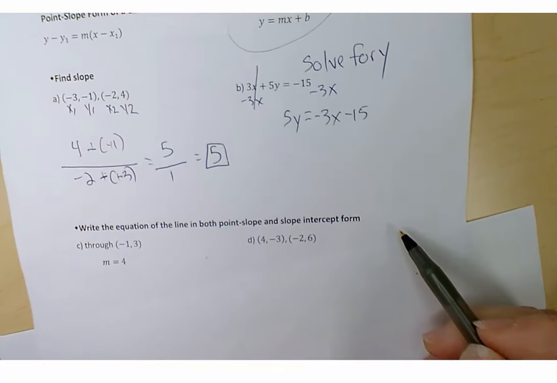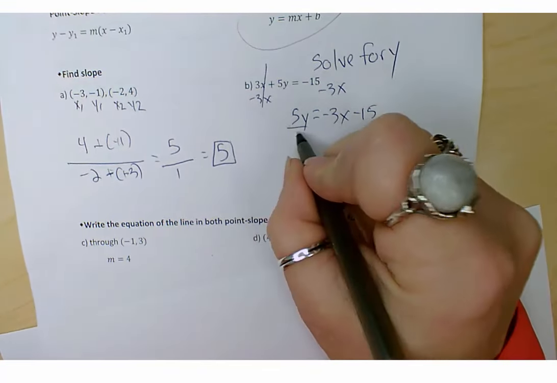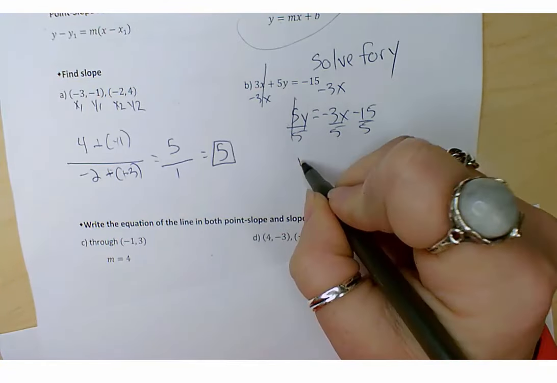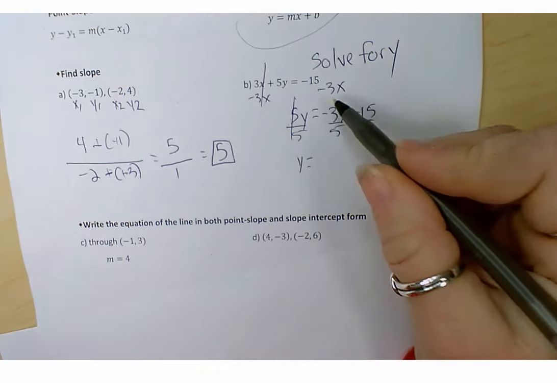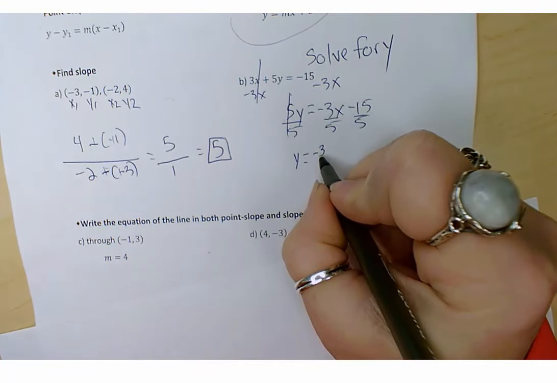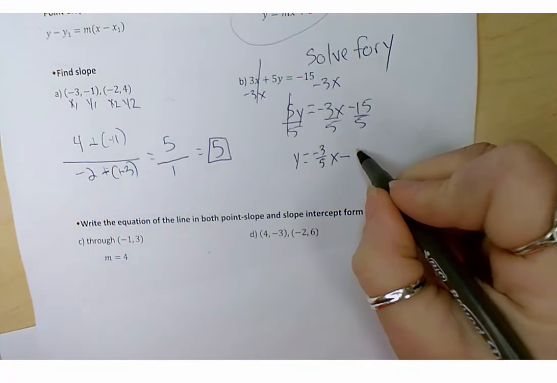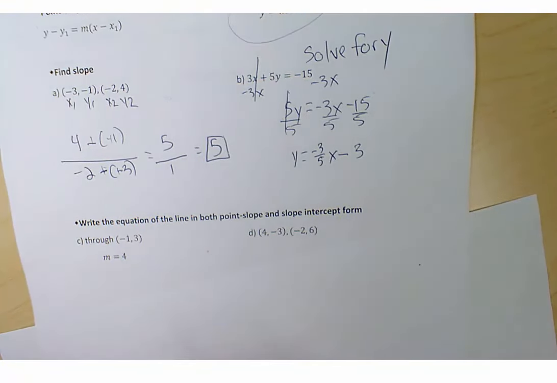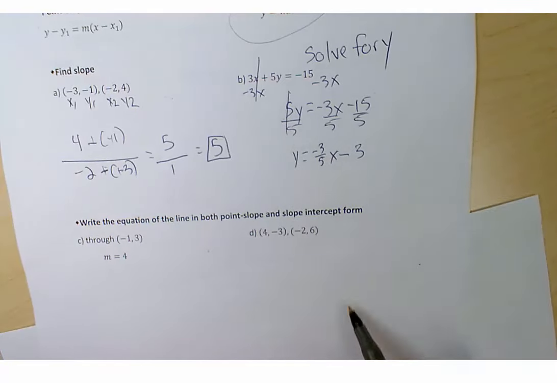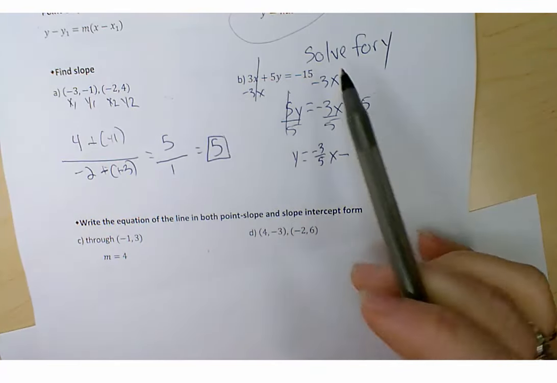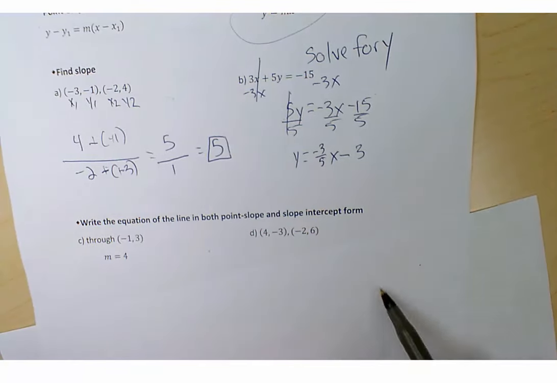We almost have it solved for y. All we need to do is get rid of that 5. So let's divide everything by a 5, which will leave us with y is equal to, again, this is not reducible, so just drop that down, negative 3/5 x minus 15 over 5 is a 3. This would be our equation in slope-intercept form. That's not what this question is asking for, though. This question is just asking us to find the slope.